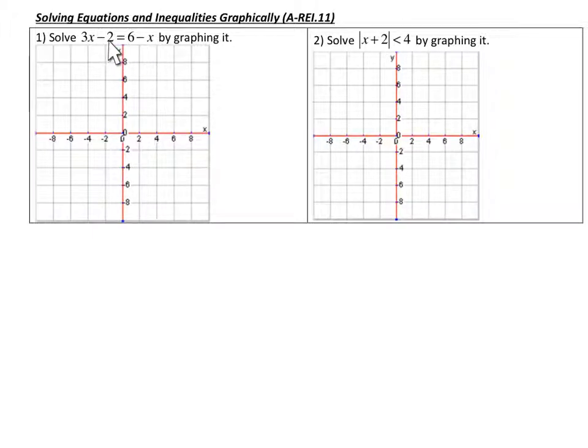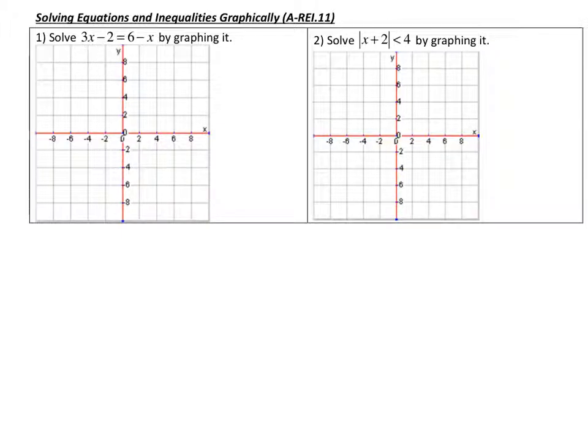The first thing we're going to do to solve by graphing is graph this function right here, 3x minus 2. I'm going to graph that. And then I'm also going to graph 6 minus x. And I'm going to find out where they are equal. That's what that's saying. So let's graph that one first.